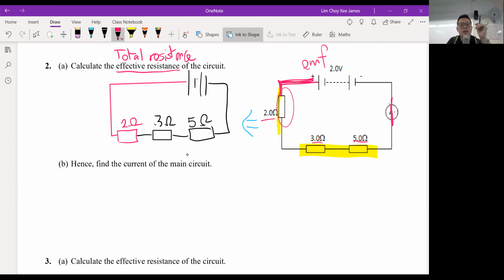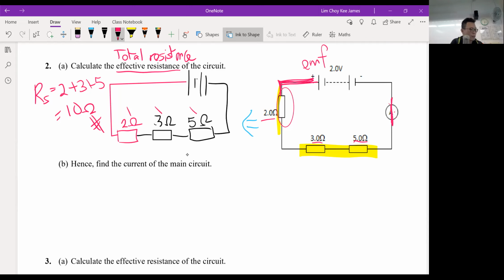If you look at the circuit now, you'll find that the 2 ohm, 3 ohm, and 5 ohm resistors are side by side, or what we call in series with each other. And for series, the formula is that the resistances just add up to each other. A simple addition, 2 plus 3 plus 5, will be 10 ohm. This will be the effective resistance for the whole entire circuit.